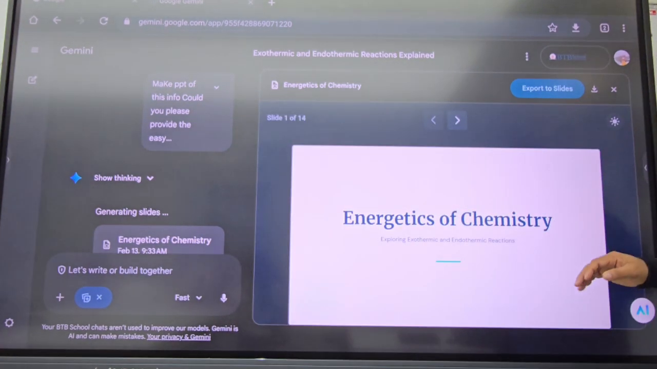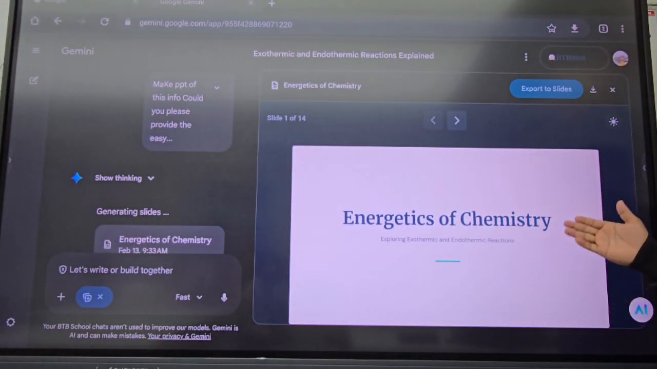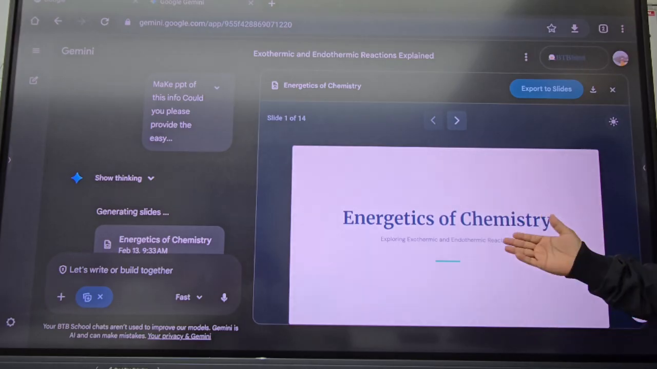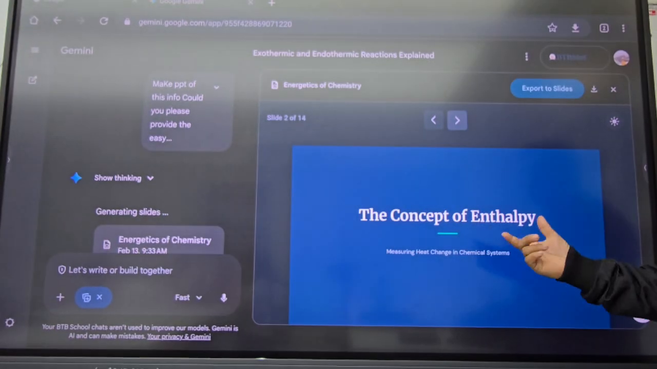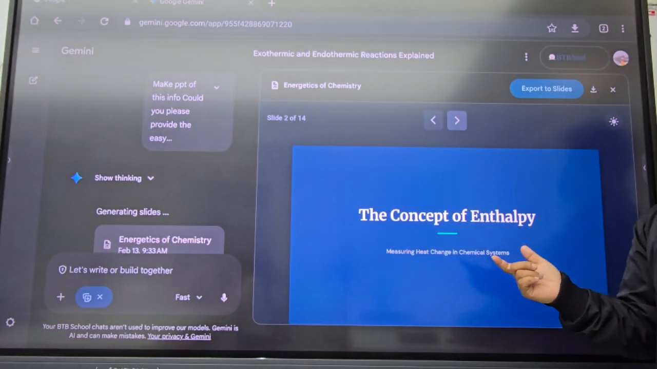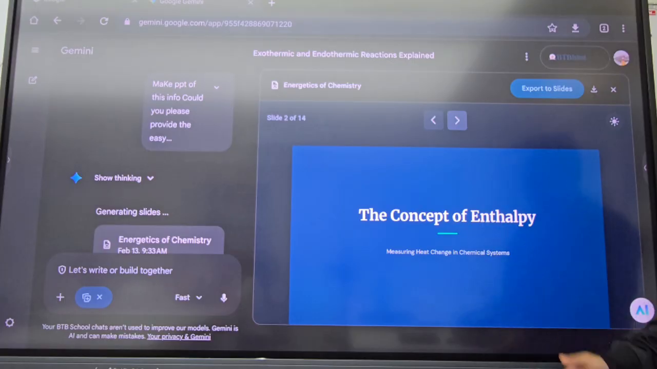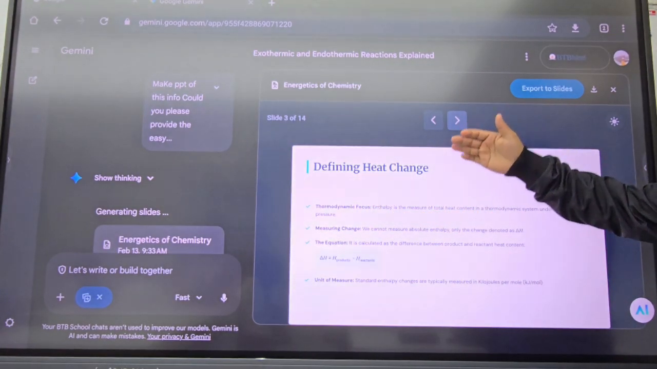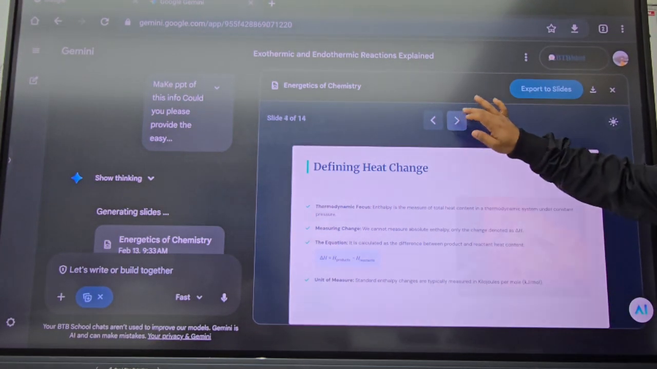Okay, it's done now. Can you see? I didn't do anything. A beautiful PowerPoint presentation is being created. It's about energetics and chemistry, exploring exothermic and endothermic reactions. So you can see here the concept of enthalpy that I was looking for. Can you see here? It's measuring heat change in the chemical system. And then you can see the information, defining a change. Let's see here.